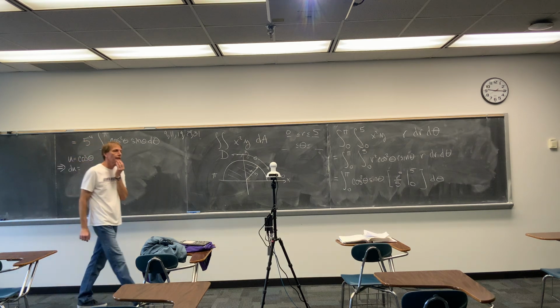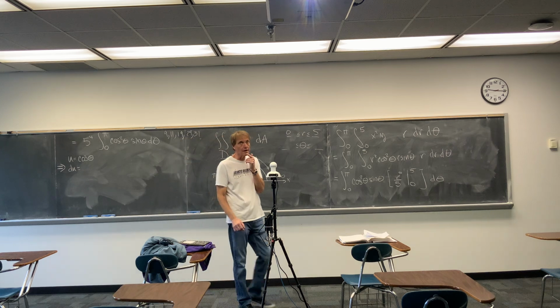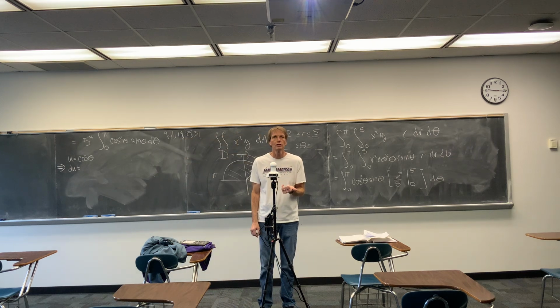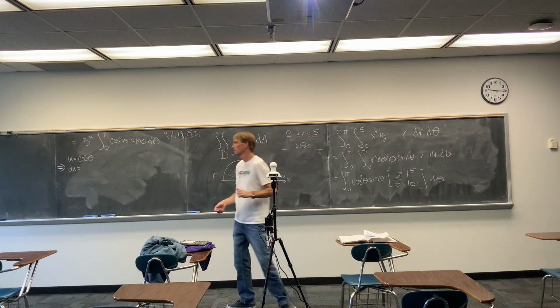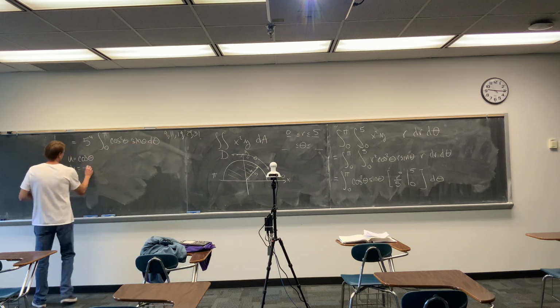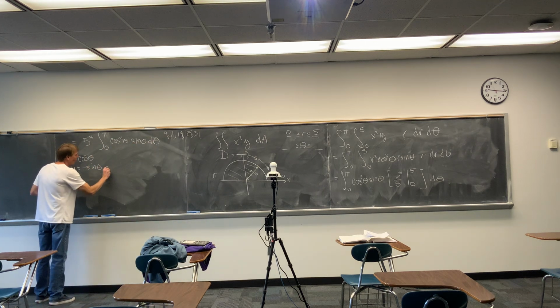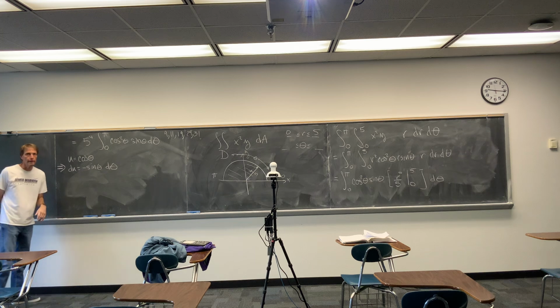Okay, guys, I'm going to try to catch up, and for sake of time, we're going to end this thing. If u is equal to cosine, then du would be equal to what? Negative sine. Very good. Negative sine theta. I want the d theta. You got to have your d theta there.